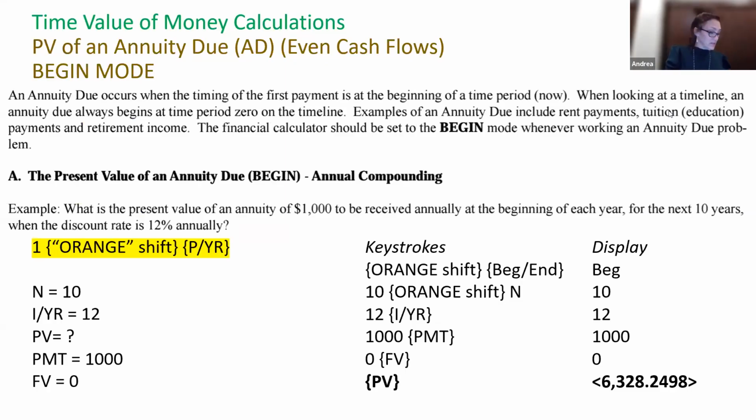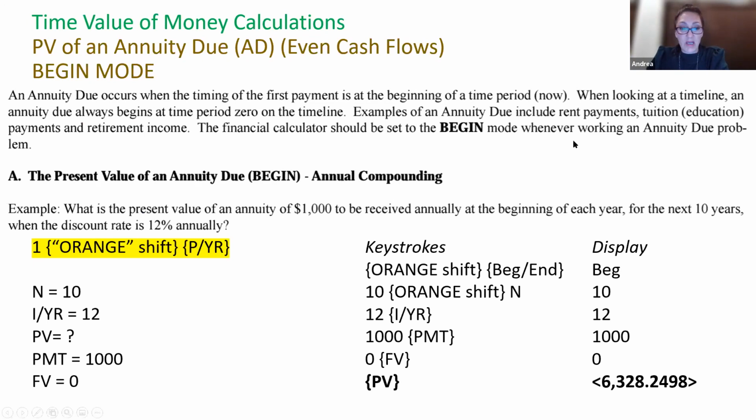All right, so let's go to our examples right here. I'm just looking to see where I am. Okay. So again, the annuity due, or if you see AD, it occurs when the timing of the first payment is at the beginning of the period, like right now. If you're looking at a timeline, it's going to be a time period of 0. Examples are rent, tuition, retirement income. So this is when your calculator is going to be set to begin mode.